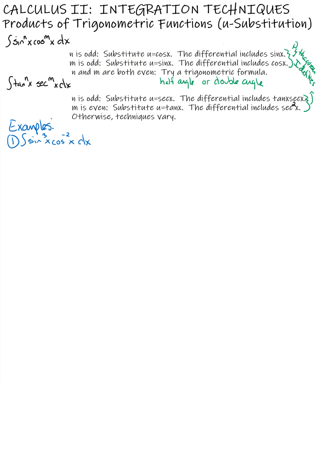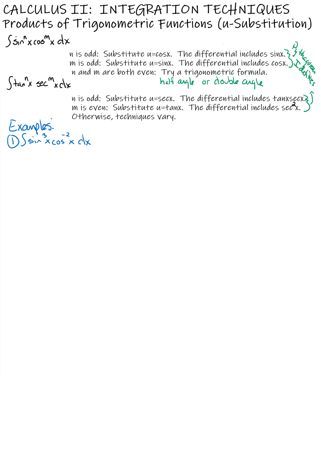And if you have either the case where the exponent on sine is odd or the exponent on cosine is odd, I do want you to know that in both those cases, we typically will end up using the Pythagorean identity, some version of that.